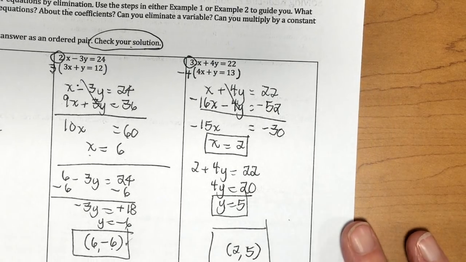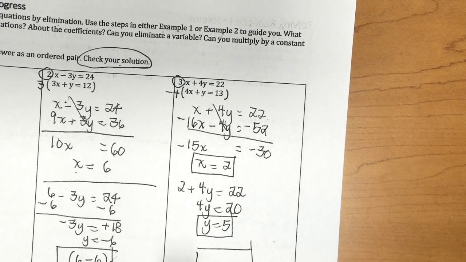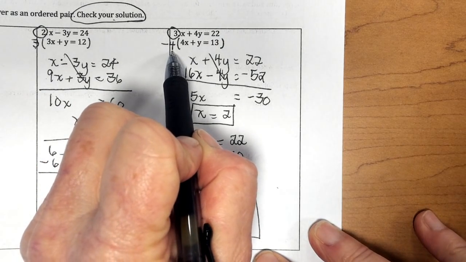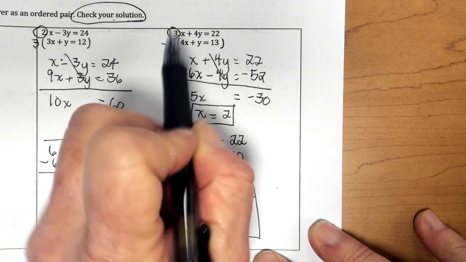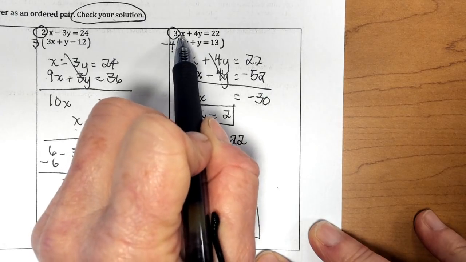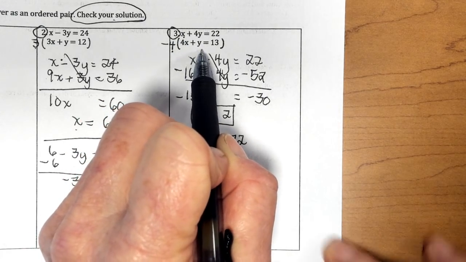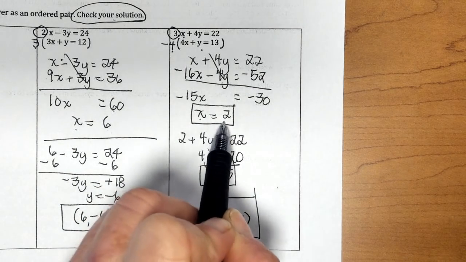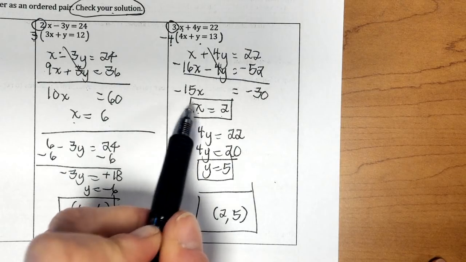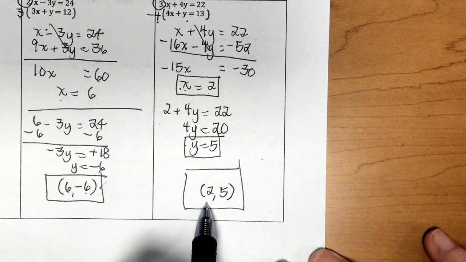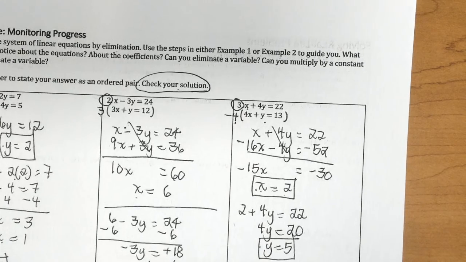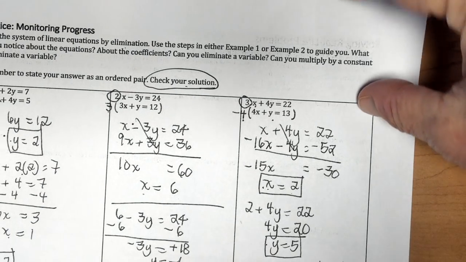And the last one, this is what I chose to do. There were a couple of different ways you could have done this. What I chose to do is I chose to multiply the bottom equation by negative 4. You could have multiplied the top by negative 4. It would have eliminated the x. In this case, I eliminated the y. And I came all the way down and I got that x was equal to positive 2. Then I solved using that value of x, and I got that y is equal to 5, and my ordered pair was 2, 5. So I'm hoping that you were successful in doing those practice monitoring progress problems.